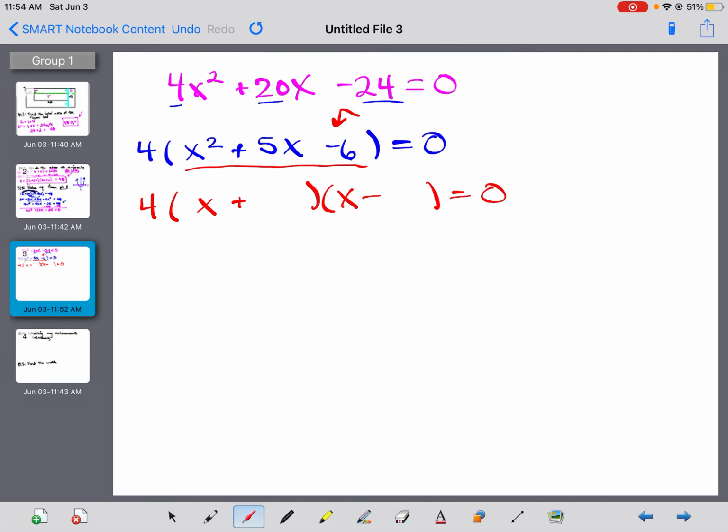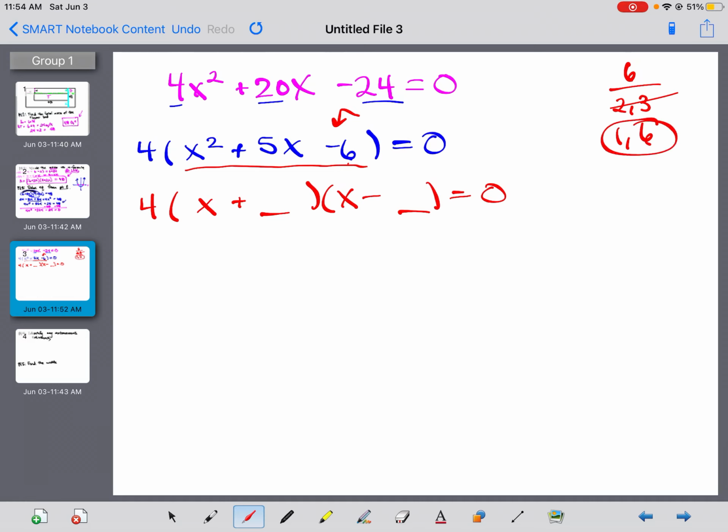Okay, so now we got to figure out what number goes here. Well, I need factors of 6 that when I subtract, give me 5. Okay, well, so again, you can go factors of 6. Well, my factors of 6 are 2 and 3 and 1 and 6. And since this is negative, we're doing subtraction. Well, 3 minus 2 is 1, so that doesn't work. 6 minus 1 is 5, so we have a winner. And now we just need to see what order it goes in.